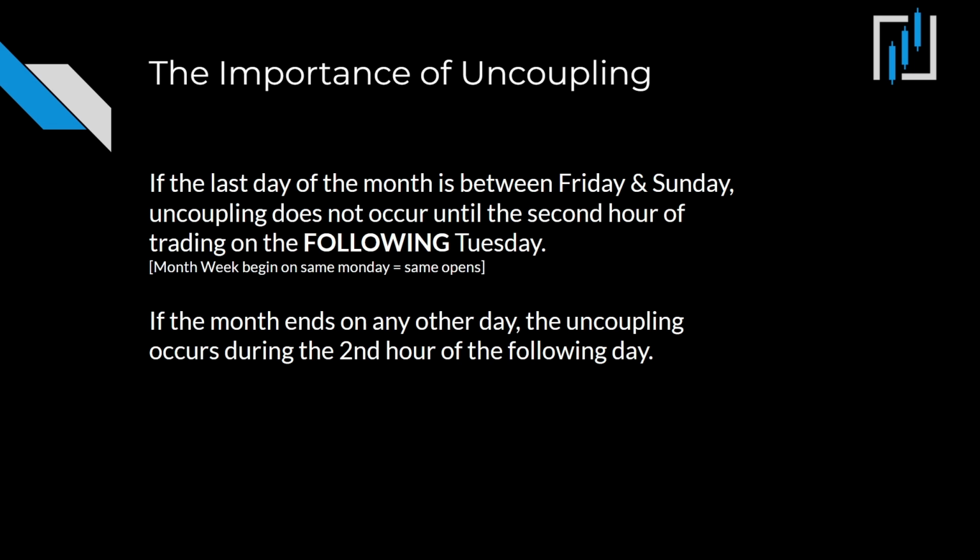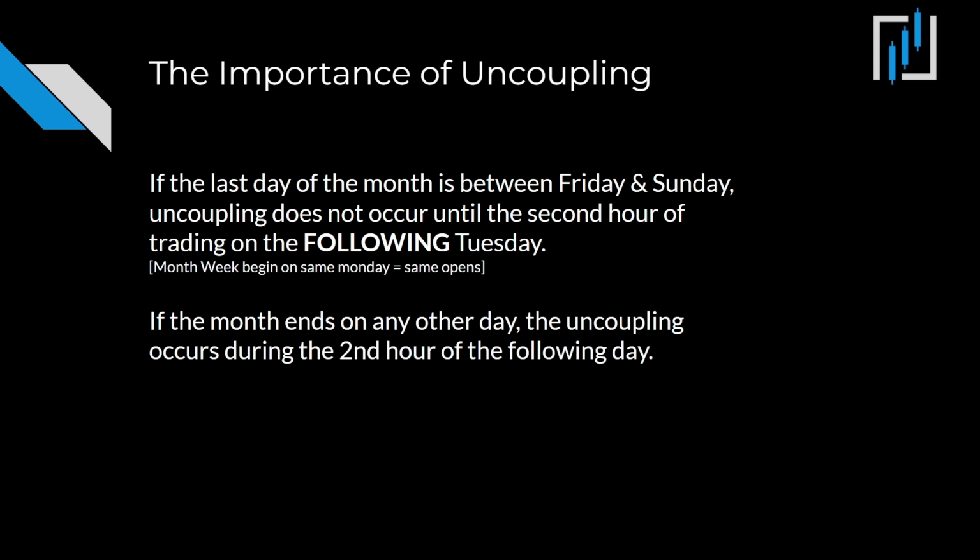If the last day of the month is between a Friday and Sunday, aka on the weekends, uncoupling does not occur until the second hour of trading on the following Tuesday. So since the month and week open on that same Monday, they would have the same opens, and that doesn't change until the second week of the month.